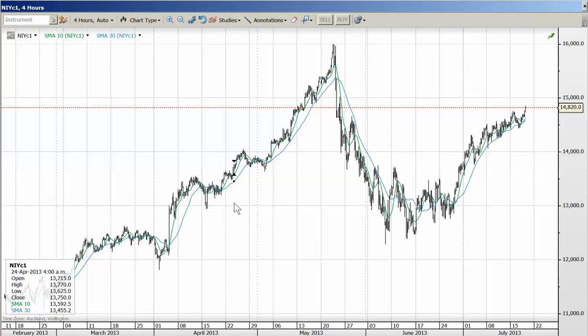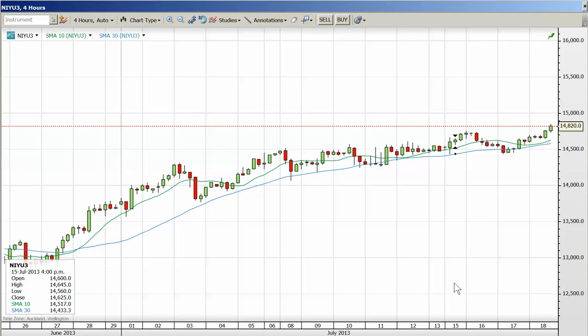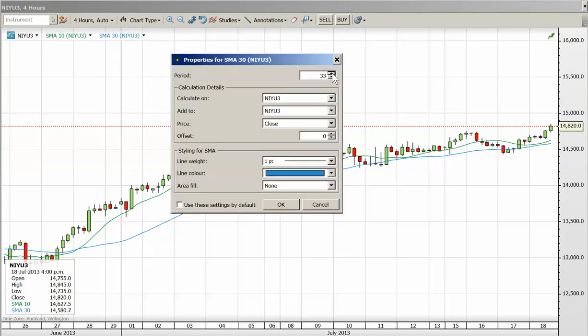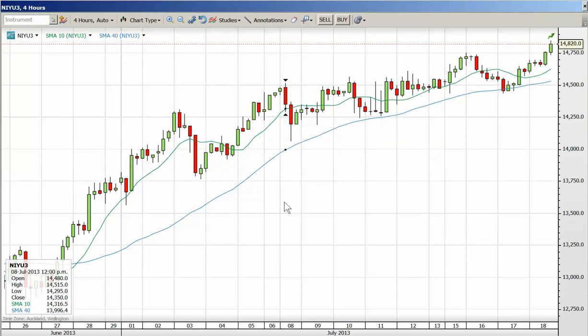So let me go back to the chart I was looking at before, so I'll pause again and come back in a second. Okay, so here we are back at the current September contract, and you can see the 10 and 30 is pretty good, but it's not absolutely perfect. So it looks like perhaps more the 10 and the 40 is going to give us a slightly better zone to look to join the trend. So there we are, I've changed it to a 10 and a 40.